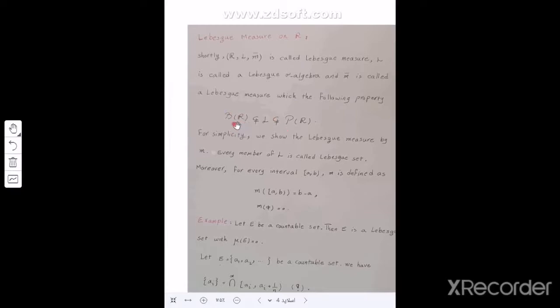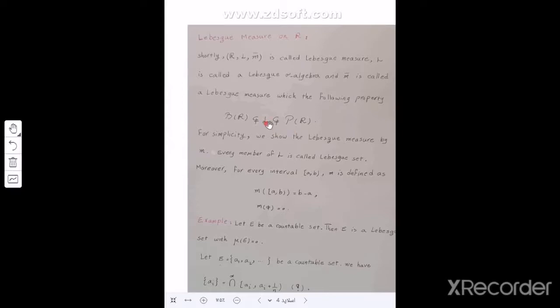B of R, what is B of R? B of R is the Borel sigma algebra. It must be a proper subset of L. Proper subset means that it is not equal to L. It is just a proper subset of L, and L is a proper subset of P of R.